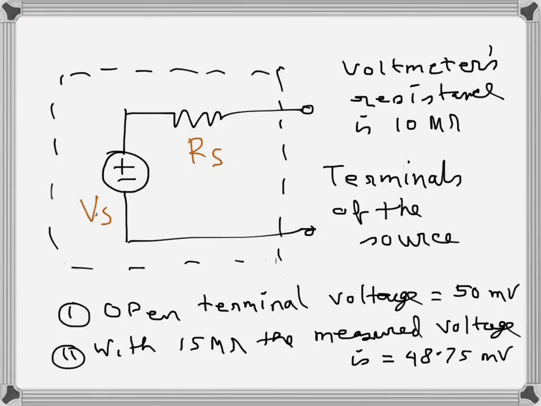Okay, so here is a DC voltage source. The voltage is Vs and Rs is the voltage source internal resistance. These are the two accessible terminals.